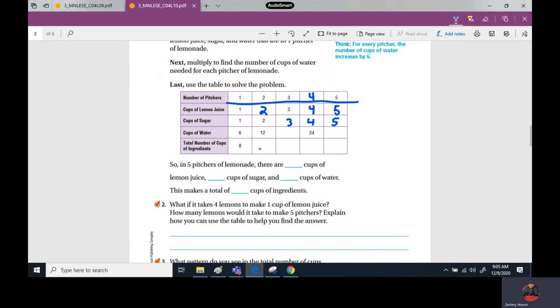That's great. Now, she uses 6 cups of water for 1 pitcher, but if she makes 2, she's going to use 12. If she makes 3, what's 6 times 3? 18. 6 times 4 is 24, and 6 times 5 is 30.